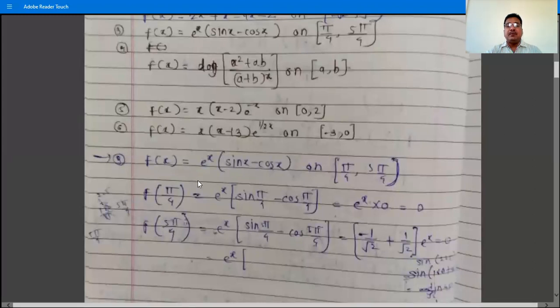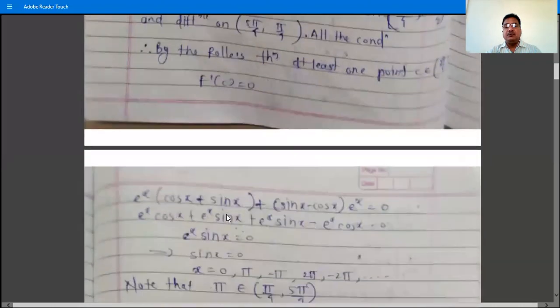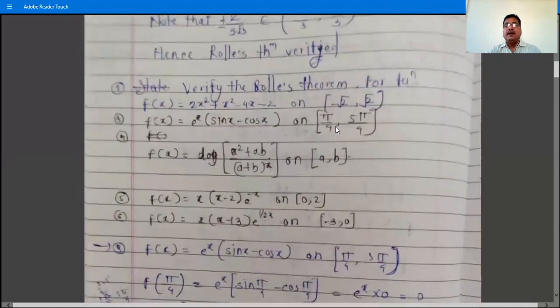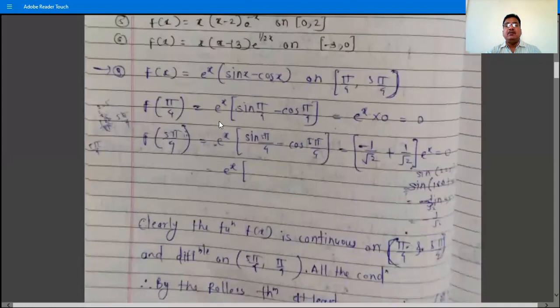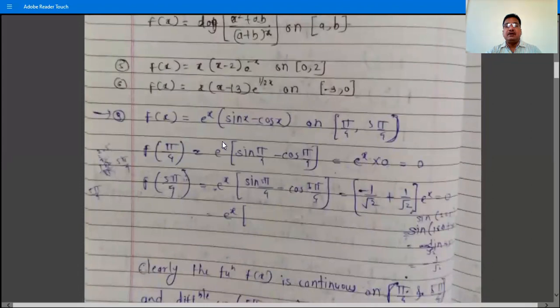The interval is pi by 4, 5 pi by 4. Then the value at pi by 4 is e raised to pi by 4 times sin pi by 4 minus cos pi by 4. And sin pi by 4 and cos pi by 4 are both the same, therefore their subtraction is 0, and therefore we have the answer 0.